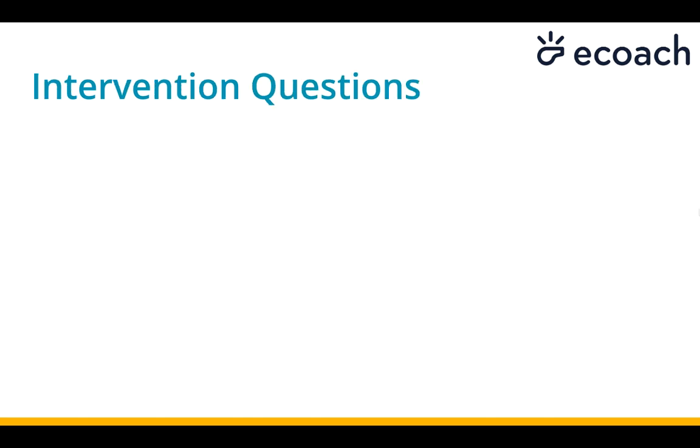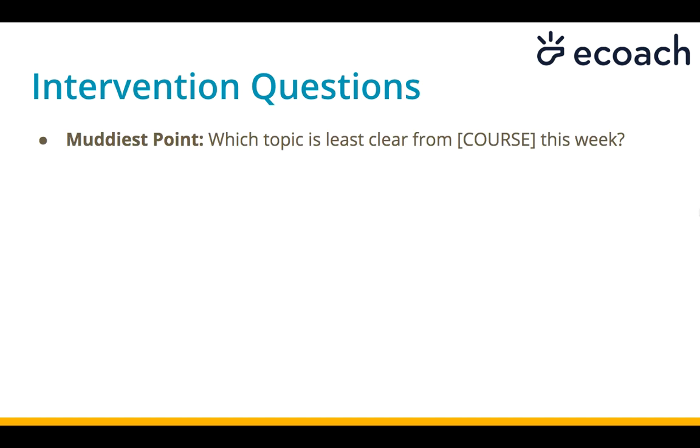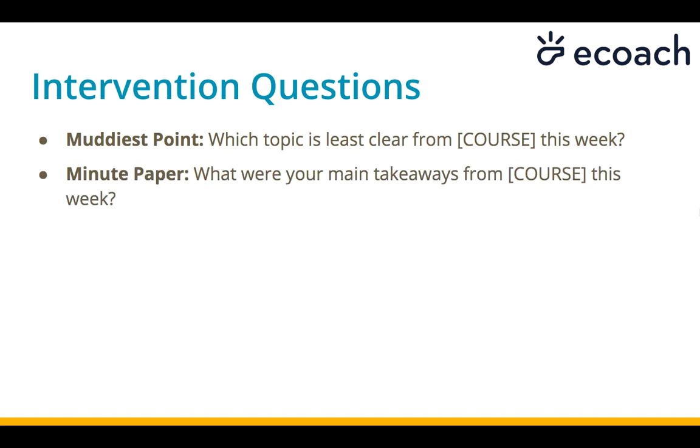And so the intervention questions are: if you're in the muddiest point group, every week you would answer which topic is least clear from whatever course you've been assigned for this intervention for that week. And then for the minute paper, every week you would answer what were your main takeaways from whatever course you've been assigned to for the intervention.